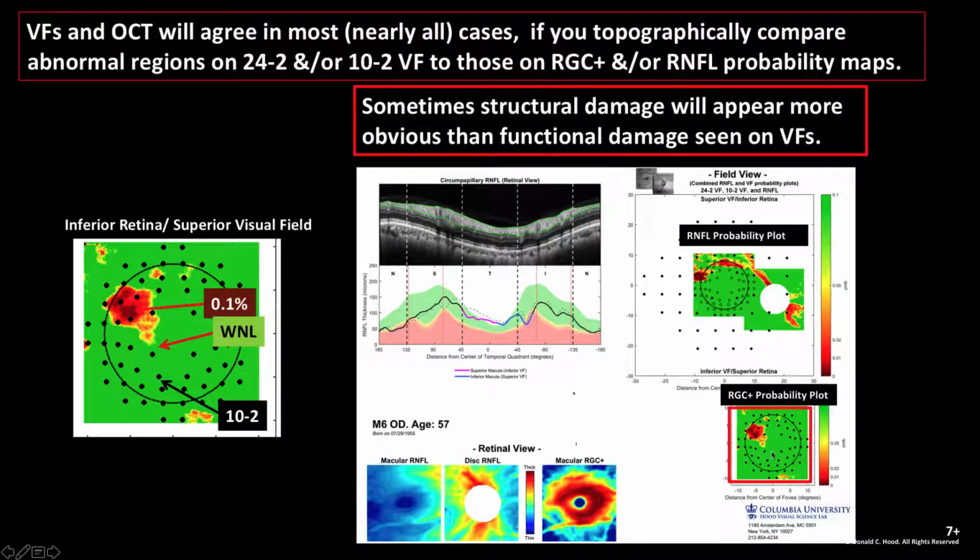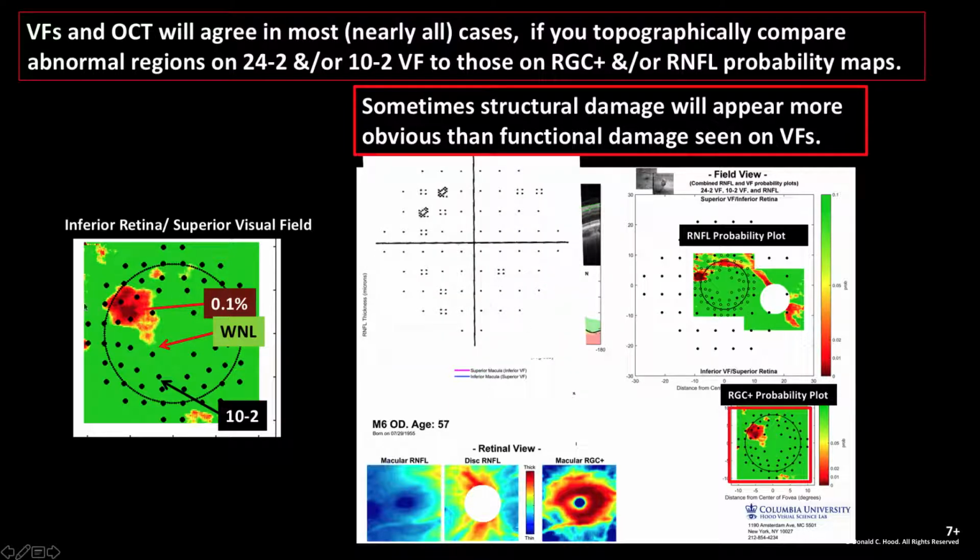Okay, so let's look at the retinal ganglion cell plot. It has this abnormal region here. It looks like it corresponds to this. Let's circle this, and we circle that. It agrees. We circle this, and we circle that. It agrees. So that's abnormal, and it agrees with that.